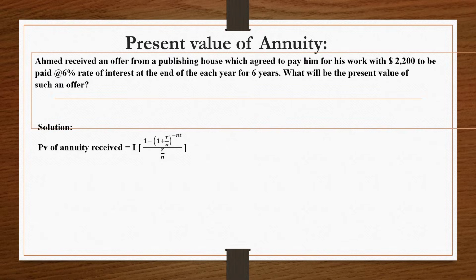So we will take the first example for present value of annuity. Ahmed received an offer from a publishing house which agreed to pay him for his work $2,200 to be paid at 6% rate of interest at the end of each year for 6 years. So what will be the present value of annuity of such an offer?